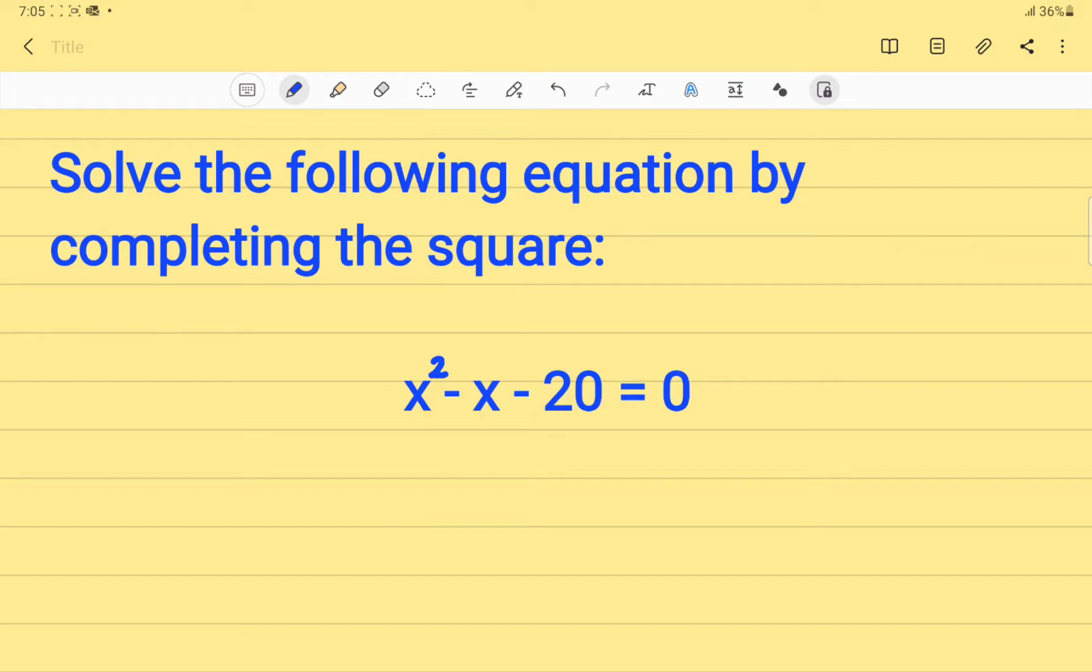Today we are going to solve a quadratic equation with the help of the method which is called completing the square. So our given question is x squared minus x minus 20 is equal to 0.